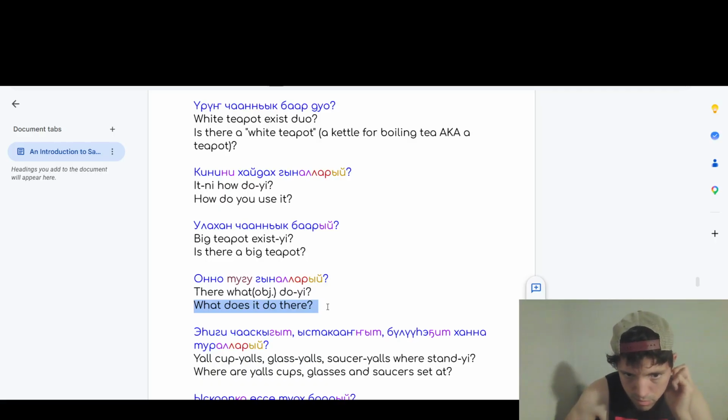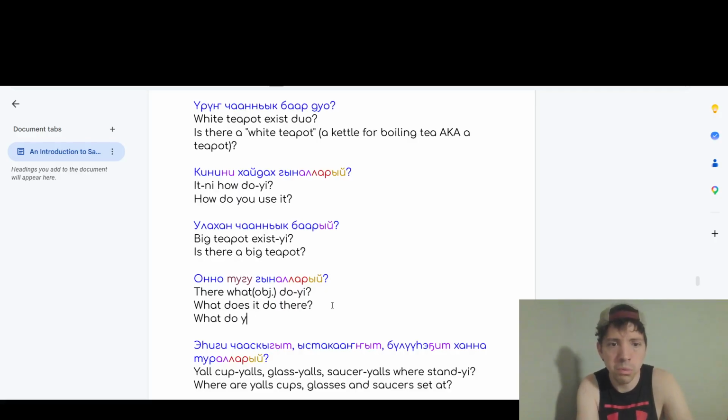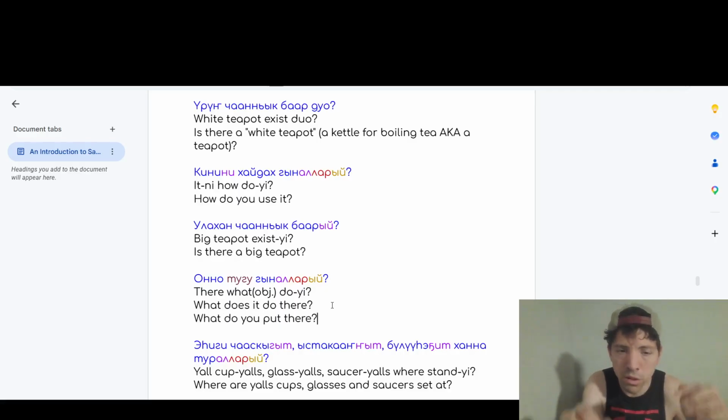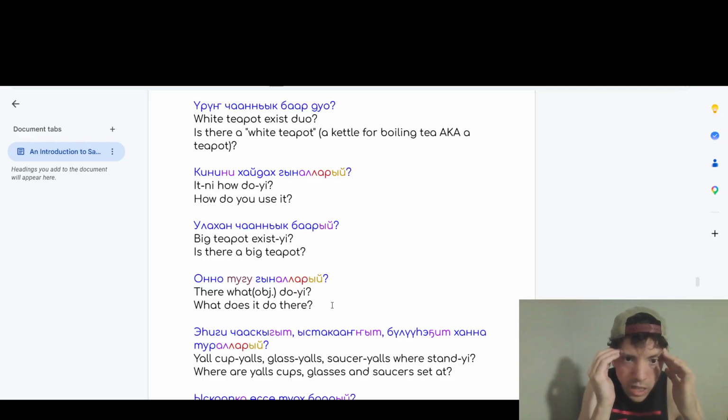That could also be like what do you put there? It's not literally put, but there were some sentences in this book that meant something like that. But actually, I think the reason I didn't put that as an option was I think in this sentence, "Olakala chanyak bari." Is there a big teapot? Okay, and I think there is one.